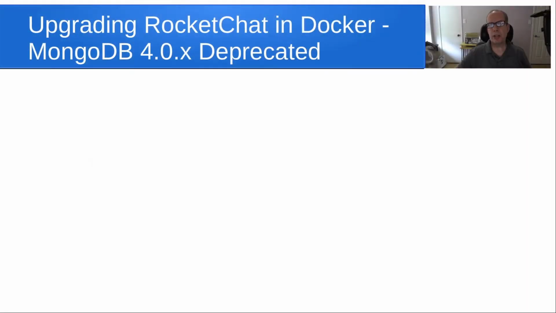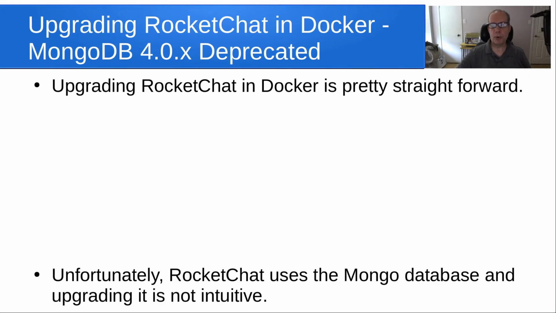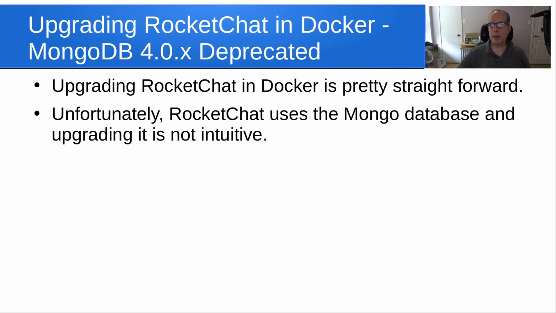Today we want to talk about upgrading RocketChat in a Docker deployment and getting rid of that nasty MongoDB 4.0.x deprecated message. Upgrading RocketChat in Docker is pretty straightforward. Unfortunately, RocketChat uses the Mongo database, and upgrading it is not intuitive.